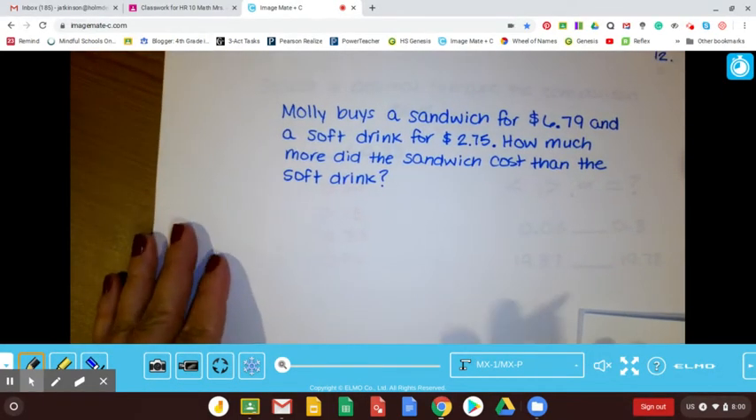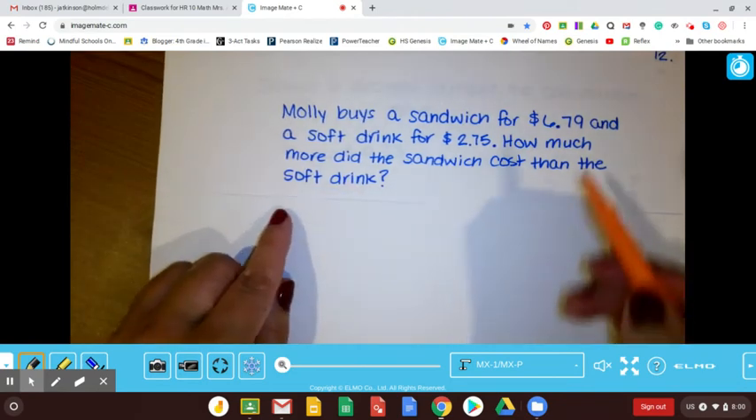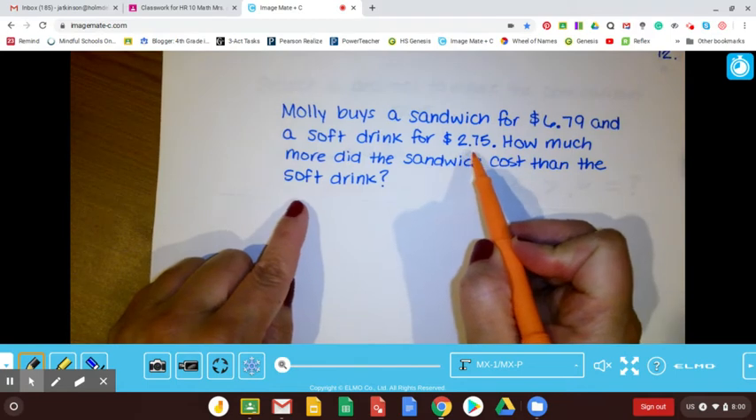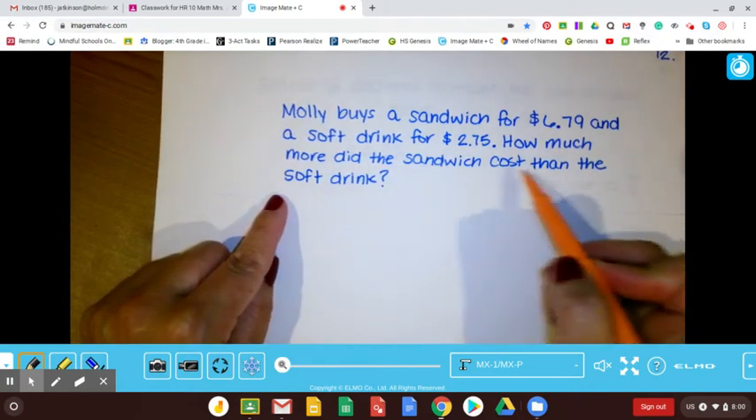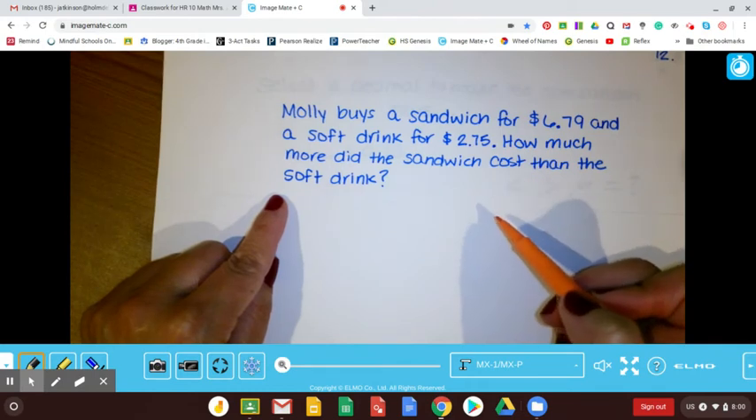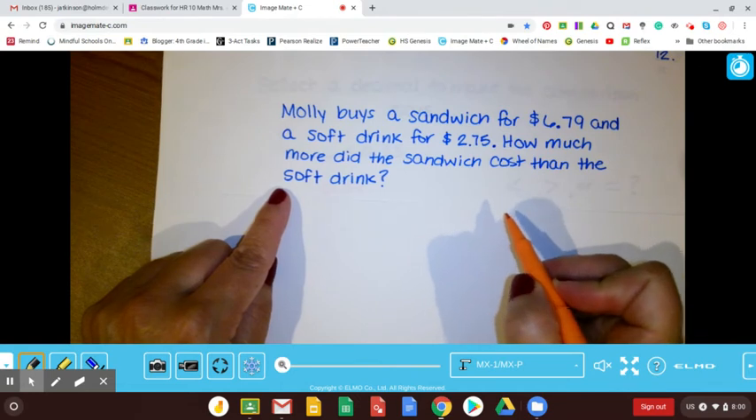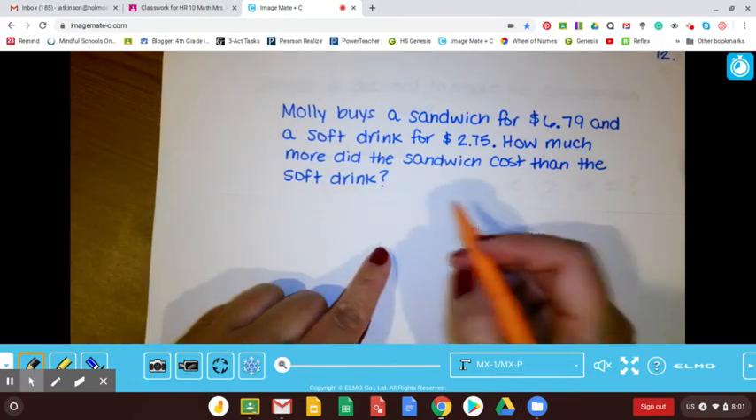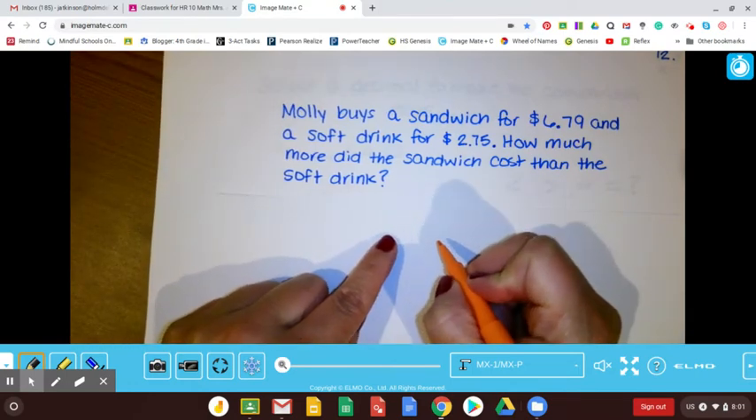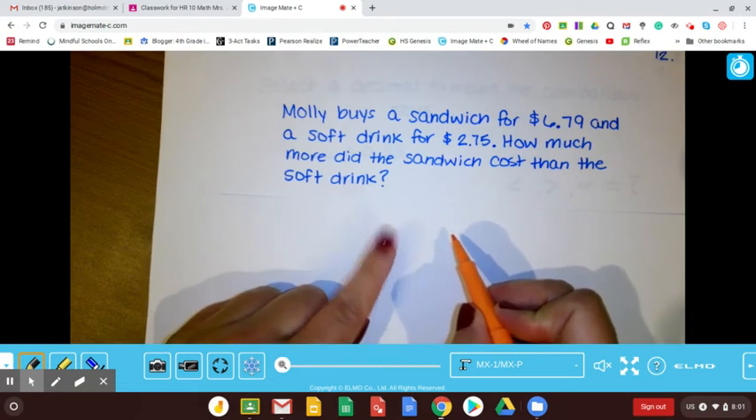All right. Molly buys a sandwich for $6.79 and a soft drink for $2.75. How much more did the sandwich cost than the soft drink? So when I see the words how much more, I am signaled that subtraction is the operation that I will be using. And I know that when I subtract decimals or add decimals, I want to make sure that I line up my decimal points.